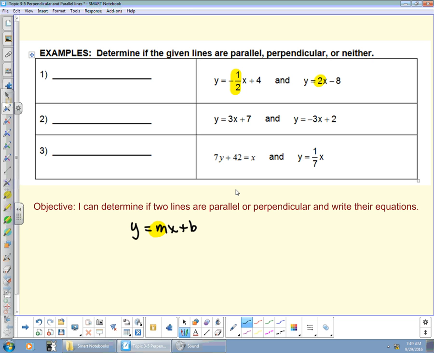Well, so if I take -1/2, obviously it's not equal to 2, but if I flip the fraction and I switch the sign, I get 2 over 1, which is equal to 2. So these are going to be perpendicular.